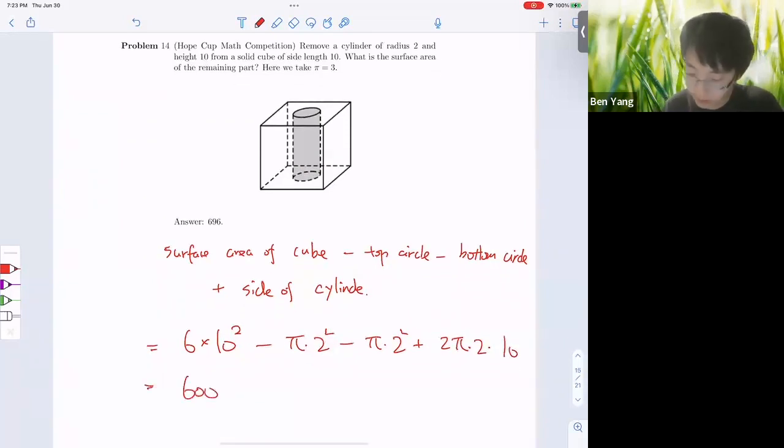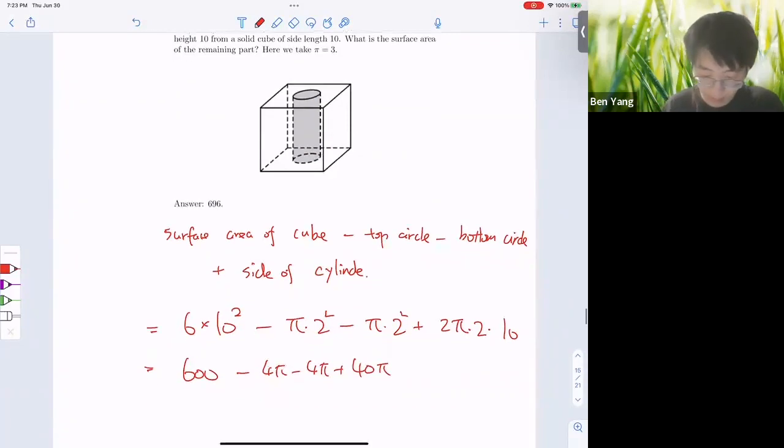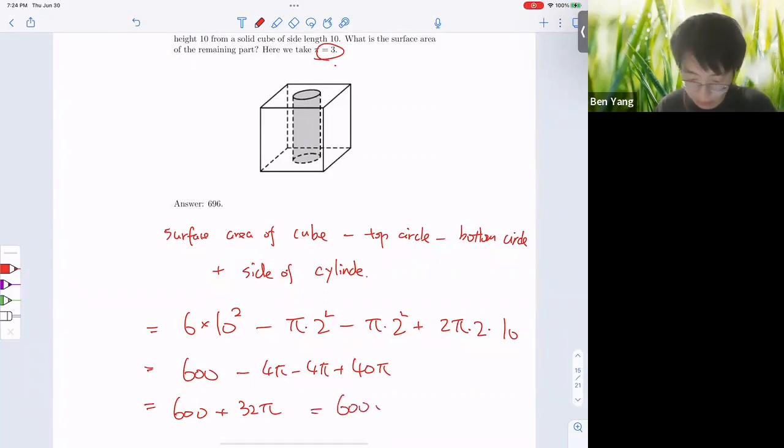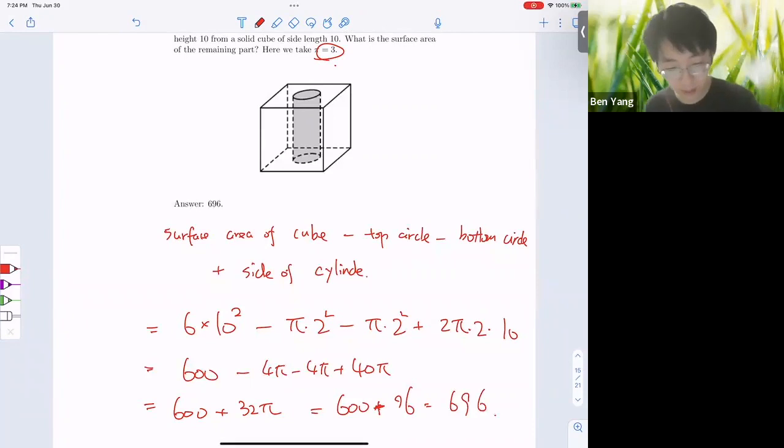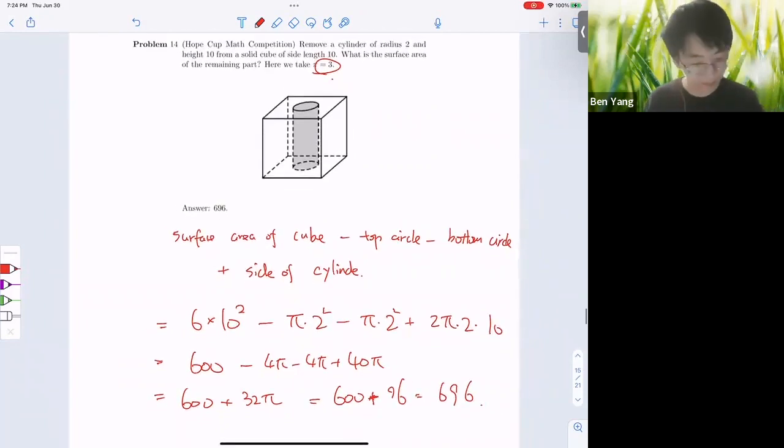So 600 minus 4 pi plus 40 pi. Yeah, 600 plus 32 pi. And we're told that we should take pi to be 3. Not a super good estimate, but let's do it. 600 plus 96, so 696. Yeah, that's the answer. Cool. Let's move on.